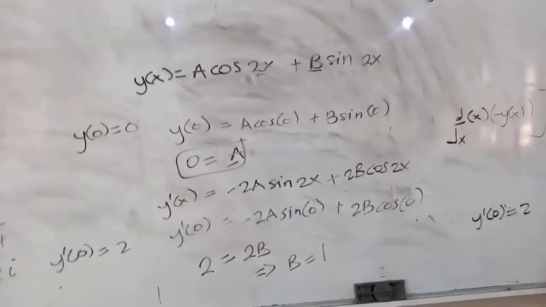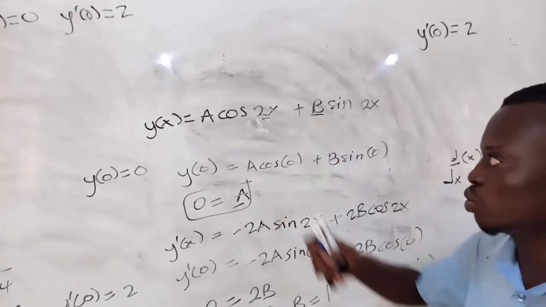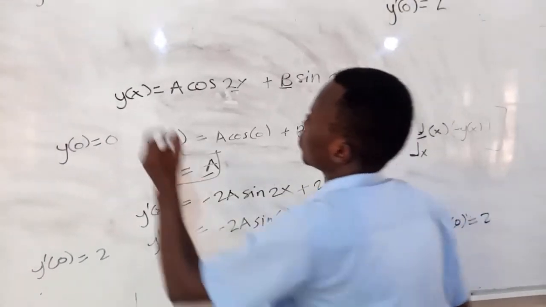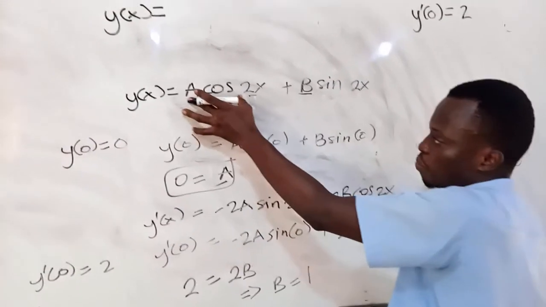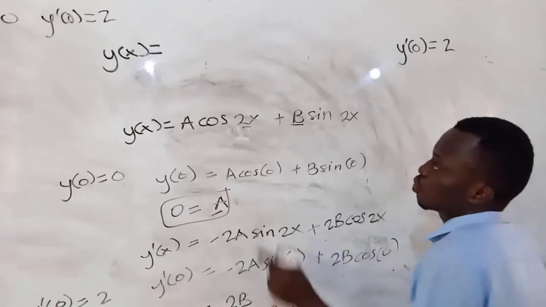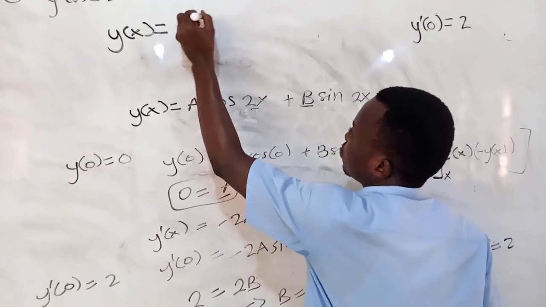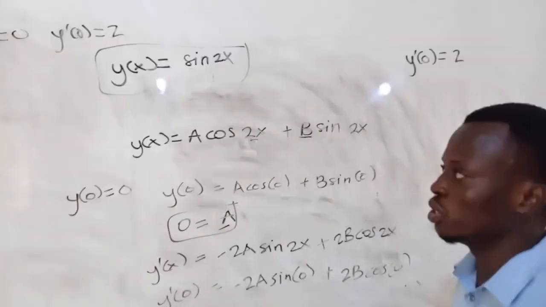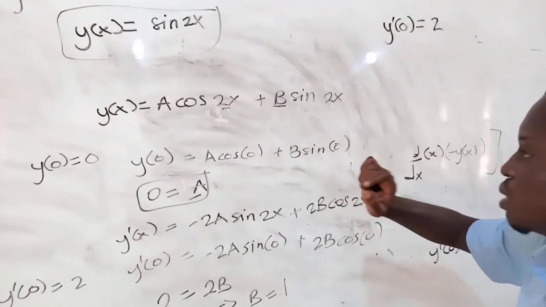Now I need to substitute a and b into our general solution to get our particular solution. So our particular solution becomes y(s) equal to, our a is 0, so when we place 0 here, this term is gone. Now our b is 1, so here it becomes sine 2s. So sine 2s is the solution to this differential equation.